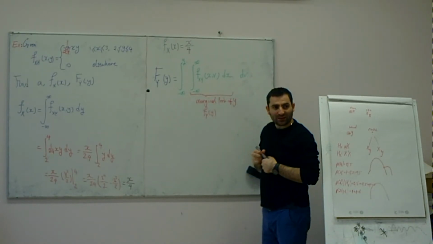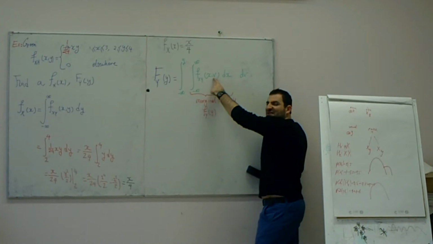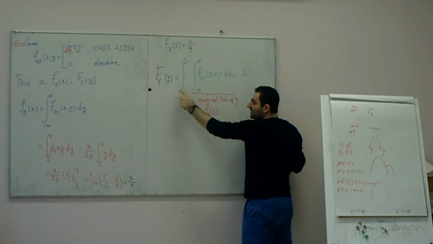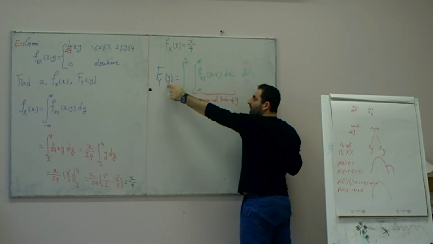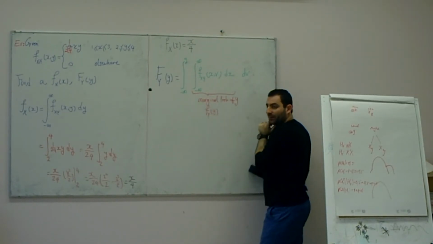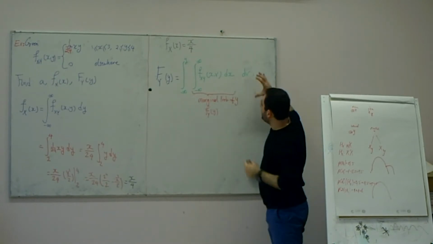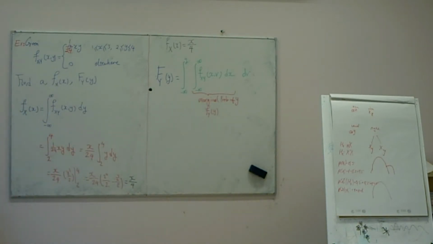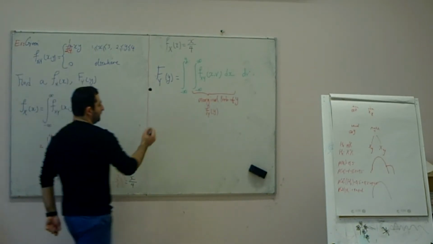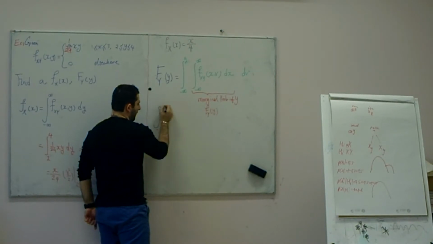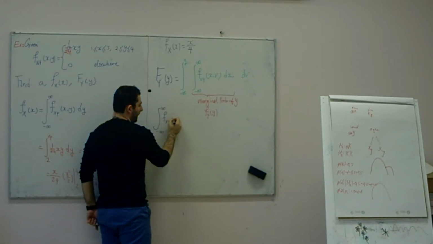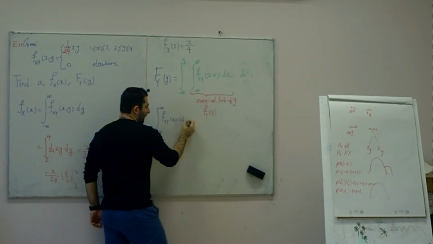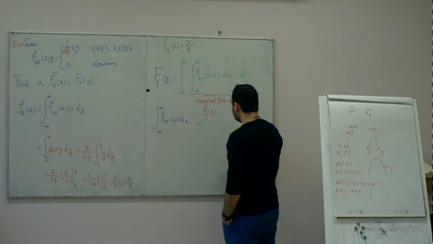Do you understand what happened? This is a dummy variable, y, v, whatever you want to put it. Because I want to calculate this constant from minus infinity to that value of the marginal probability of y. So you see, I have a double integral now. Let's calculate the first integral. What is this integral?